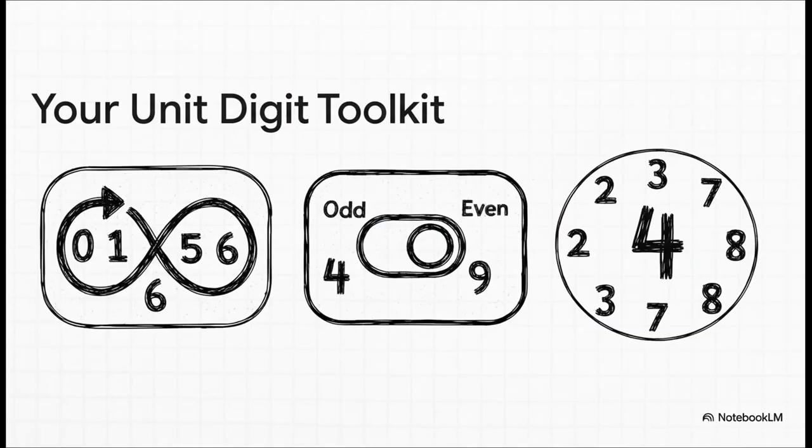So there you have it. That's your complete unit digit toolkit. And it's all broken down into 3 simple ideas. You've got the unchanging numbers, you've got the odd-even pattern for 4 and 9, and you've got the master key, the cycle of 4 for everything else. With these tricks, you can crack the code of almost any unit digit problem you'll ever see.